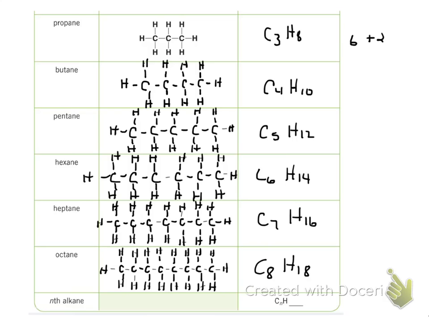4 times 2 is? 8. And then how do we get to the 10? Adding 2. Add what? Add 2. Ooh, looks like we might have a pattern. Let's try it one more time.